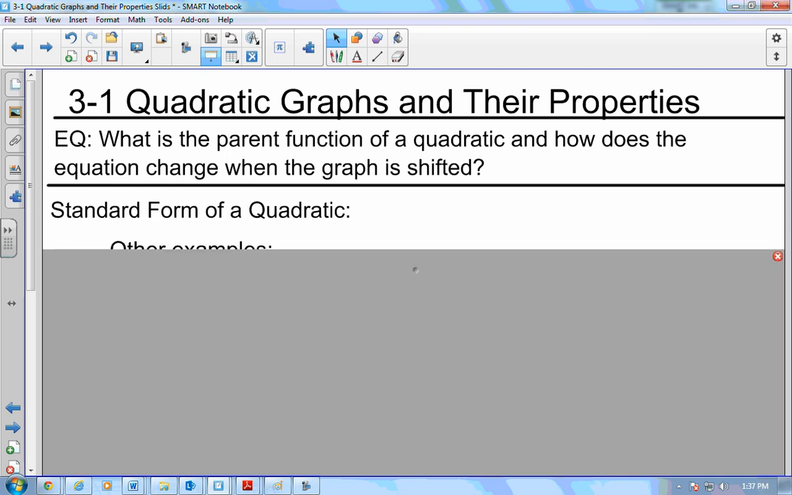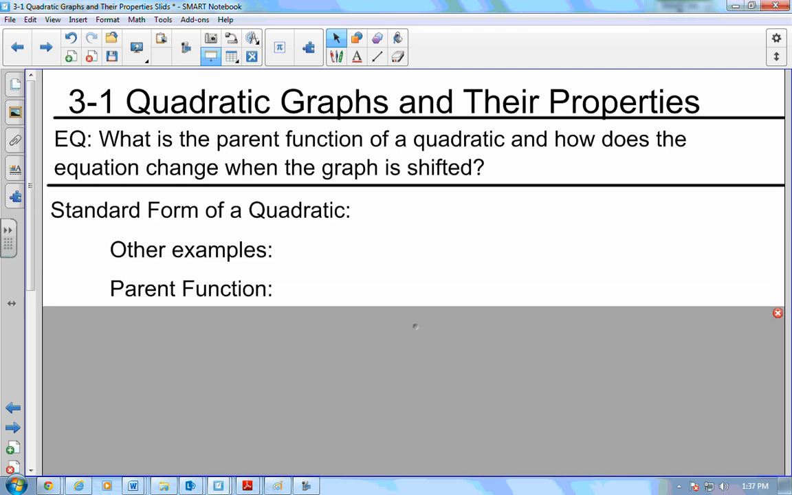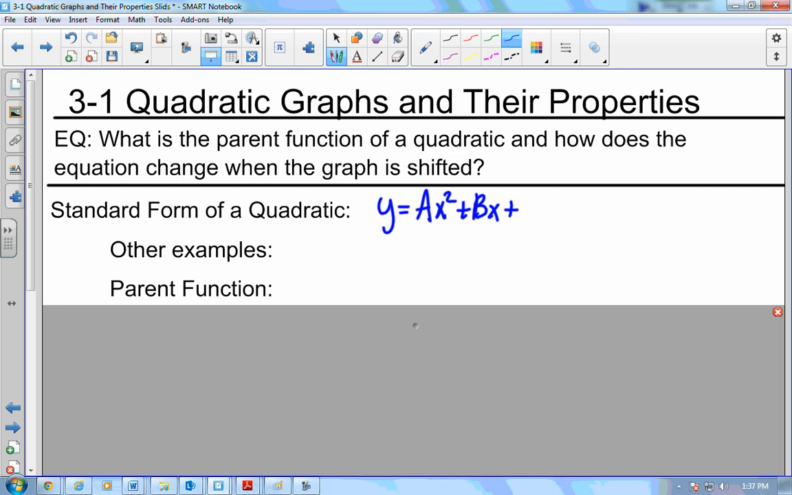Okay, so a quadratic. Who's heard the word quadratic? Oh, a few of us. That's good. So the standard form for a quadratic is y equals ax squared plus bx plus c, where a, b, and c are just numbers. There's an x squared. A quadratic has the highest exponent of 2. X squared means it's a quadratic.